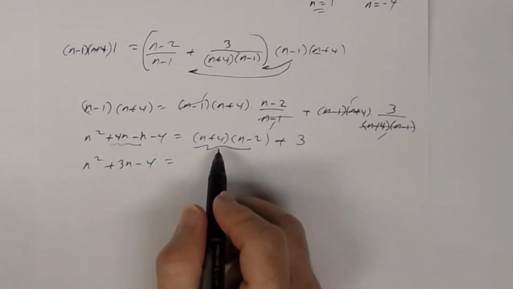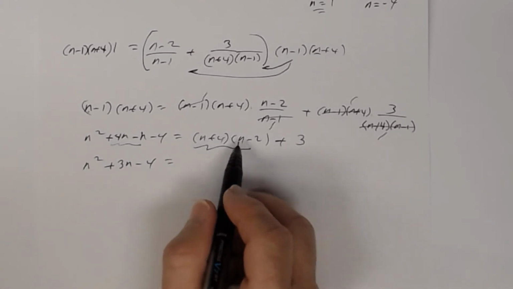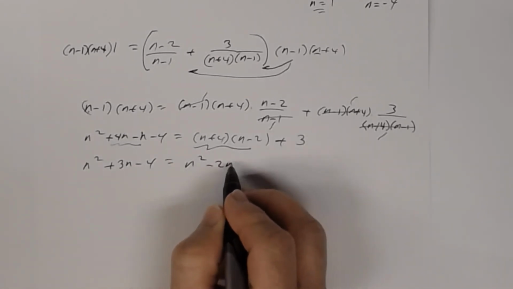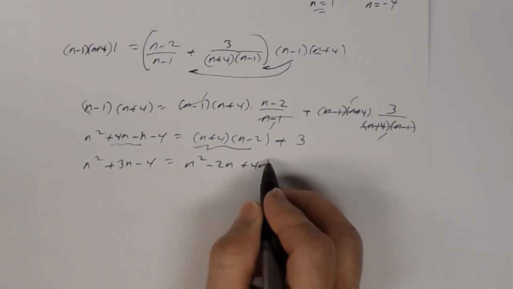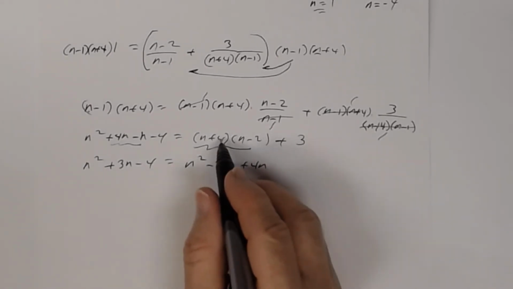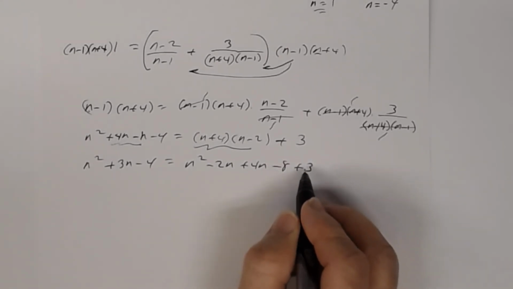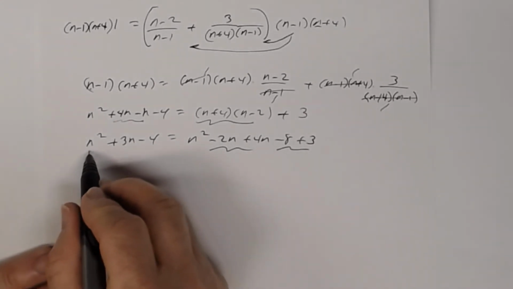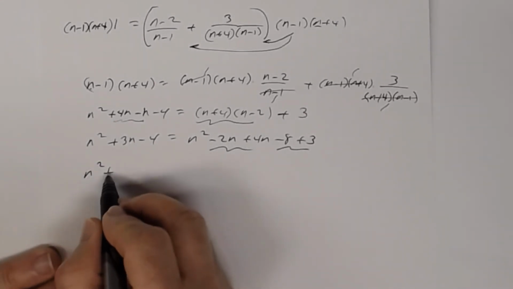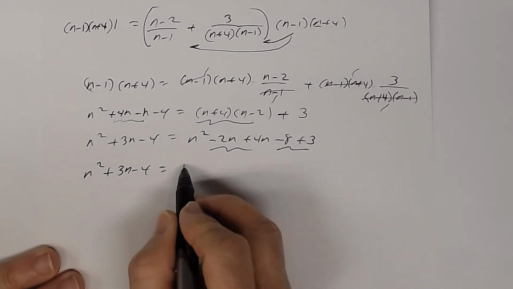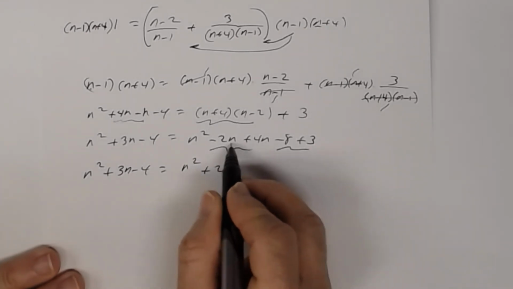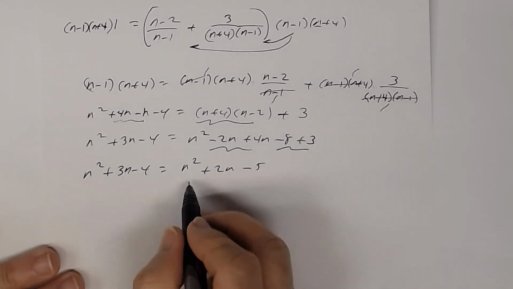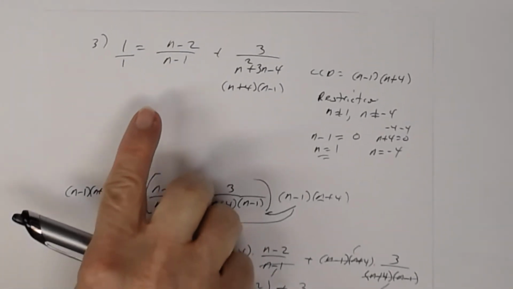let's use the FOIL method on these two binomials that are being multiplied together. So I get n squared, the outer is a negative 2n, the inner is a positive 4n, the last is positive 4 times negative 2, which is a negative 8, and then plus 3. Combining like terms on the right-hand side, I'm just going to write the left side over. And so I get n squared plus 2n, and then a negative 8 and a positive 3 is a negative 5.